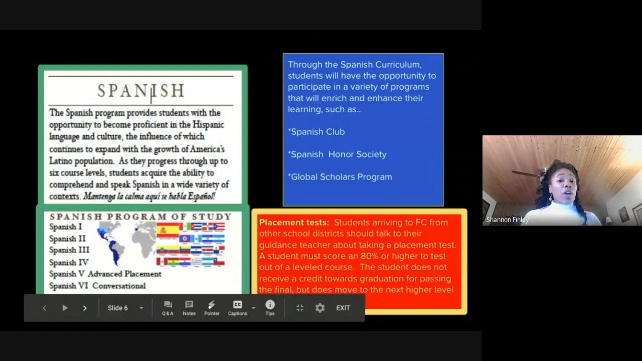There are other opportunities for students to enrich their language learning proficiency. We have the Spanish Club, Spanish Honor Society, and the Global Scholars Program. And these programs are offered all year.